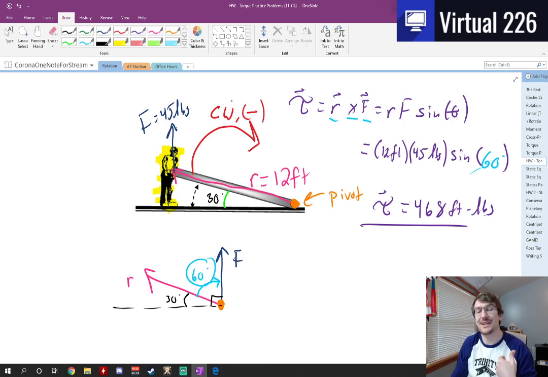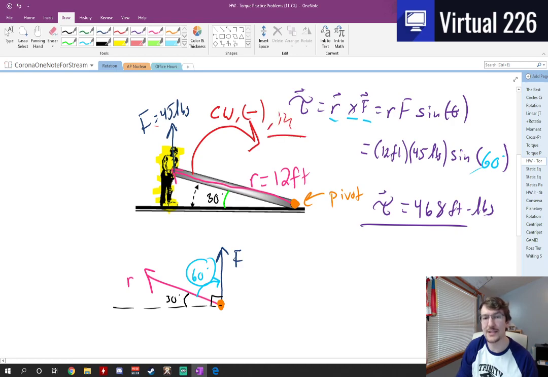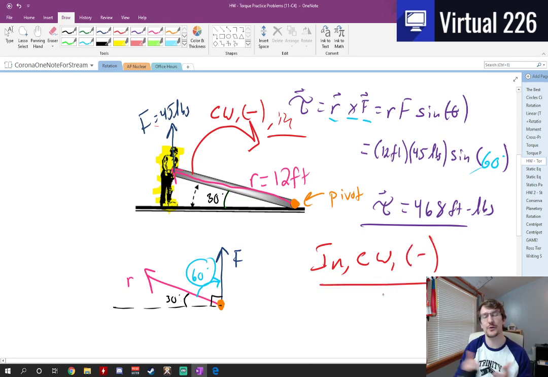And if our thumb is pointing into the screen, then that means that the torque is into the page or into the screen as well. So the direction of the torque is into the page or into the screen. It's clockwise, and that is a negative direction. So that's how we find the direction of the torque there.